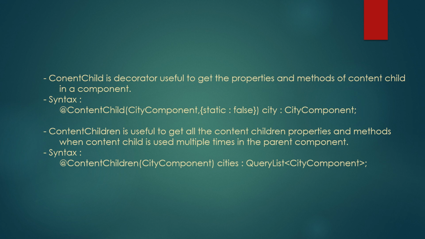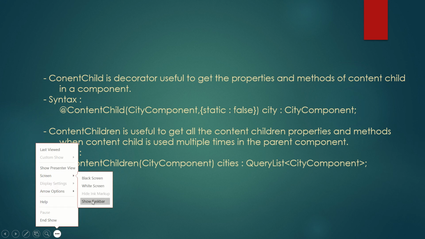If the city component is used multiple times within the parent component, then if you want to read all the properties and methods of all the projected components, then you have to use content children. Here content children, then we need to specify the city component class, then we need to specify the property cities, then you have to specify the query list of city component. Query list is useful to iterate through each component and get the properties of component and methods also. Okay, let us try to understand this with simple example program.